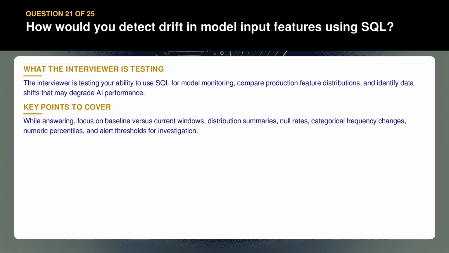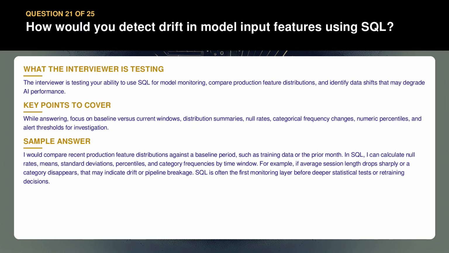for investigation. I would compare recent production feature distributions against a baseline period, such as training data or the prior month. In SQL, I can calculate null rates, means, standard deviations, percentiles, and category frequencies by time window. For example, if average session length drops sharply or a category disappears, that may indicate drift or pipeline breakage. SQL is often the first monitoring layer before deeper statistical tests or retraining decisions.